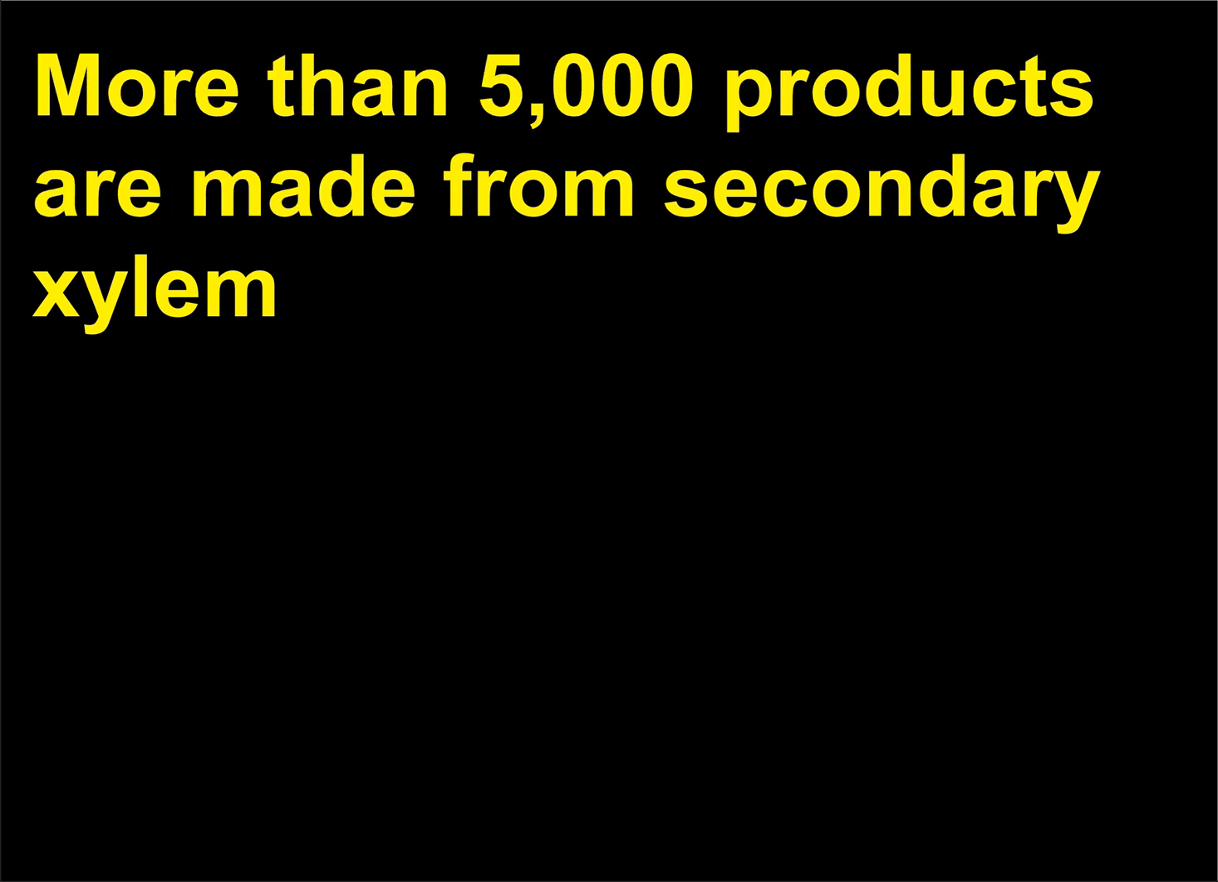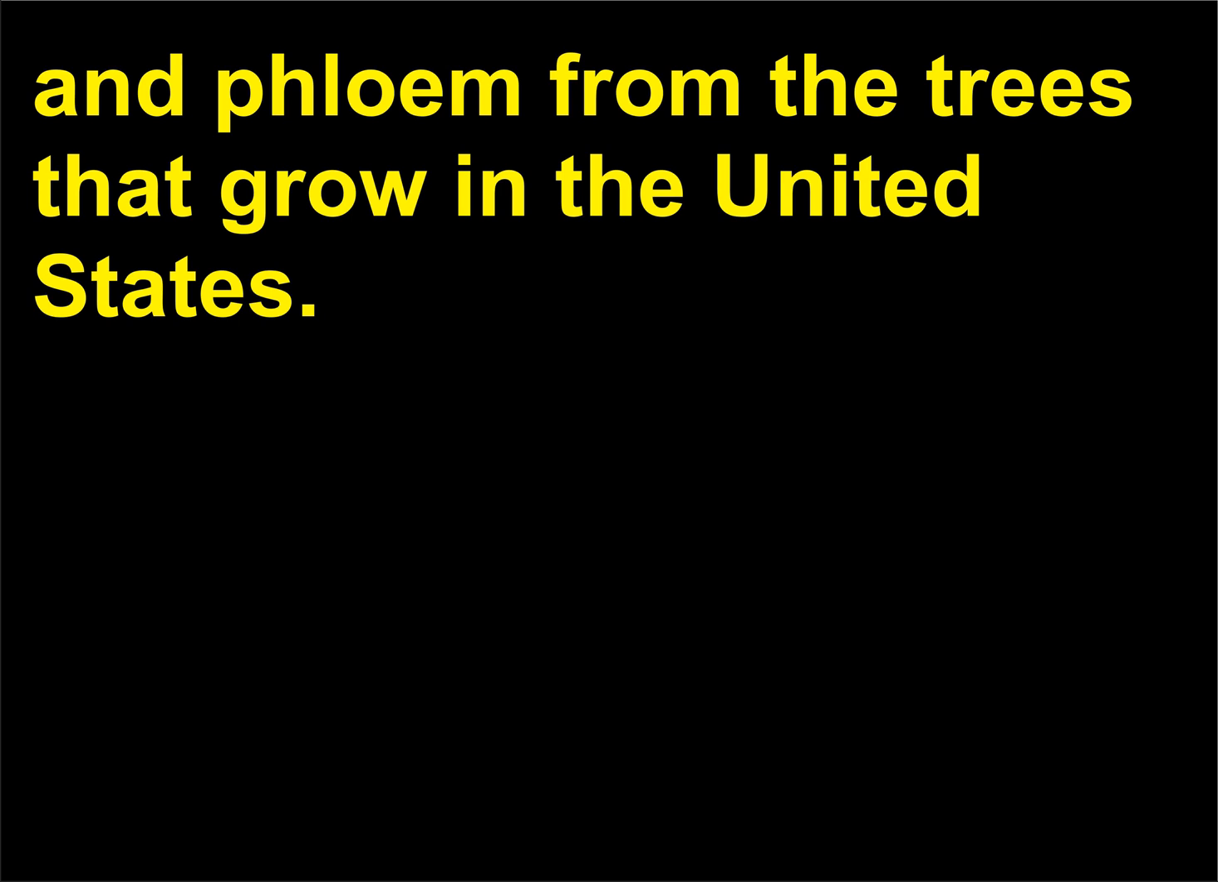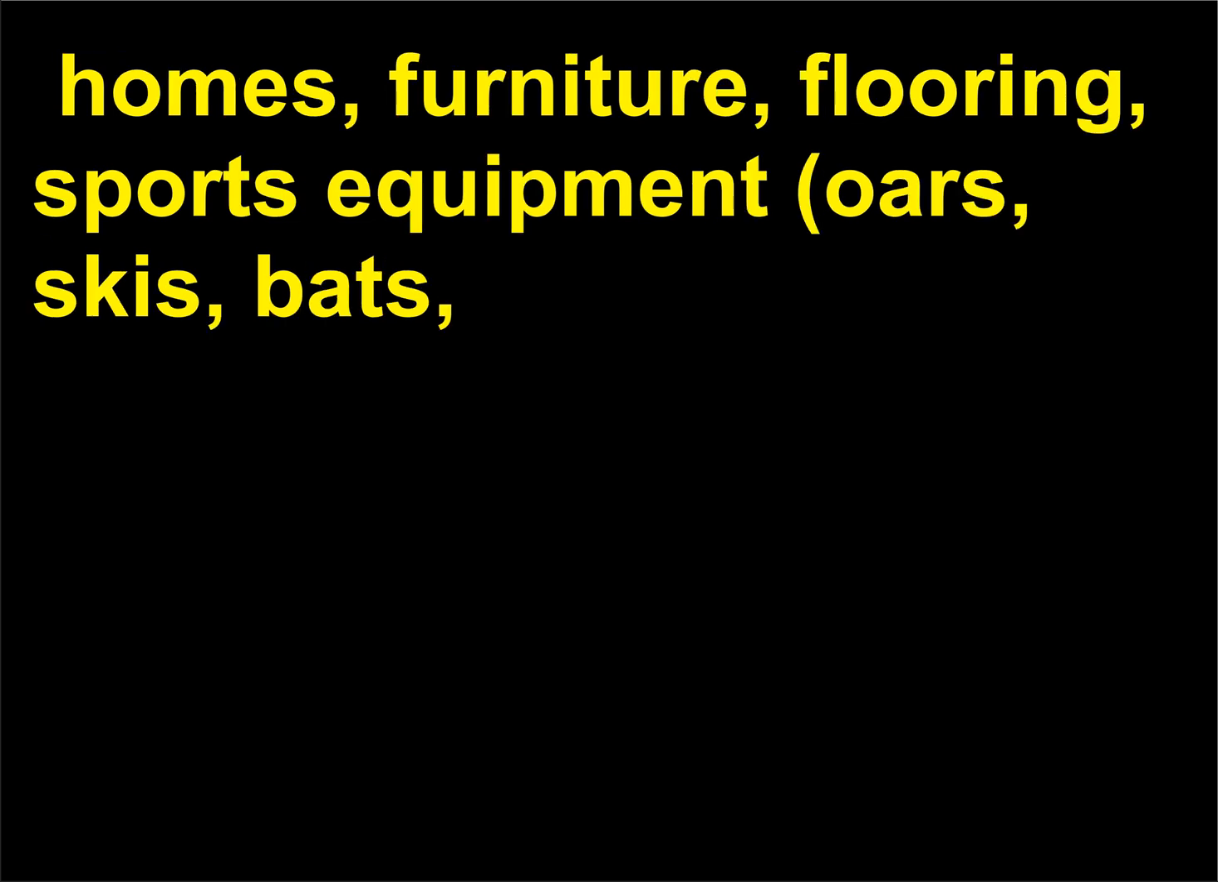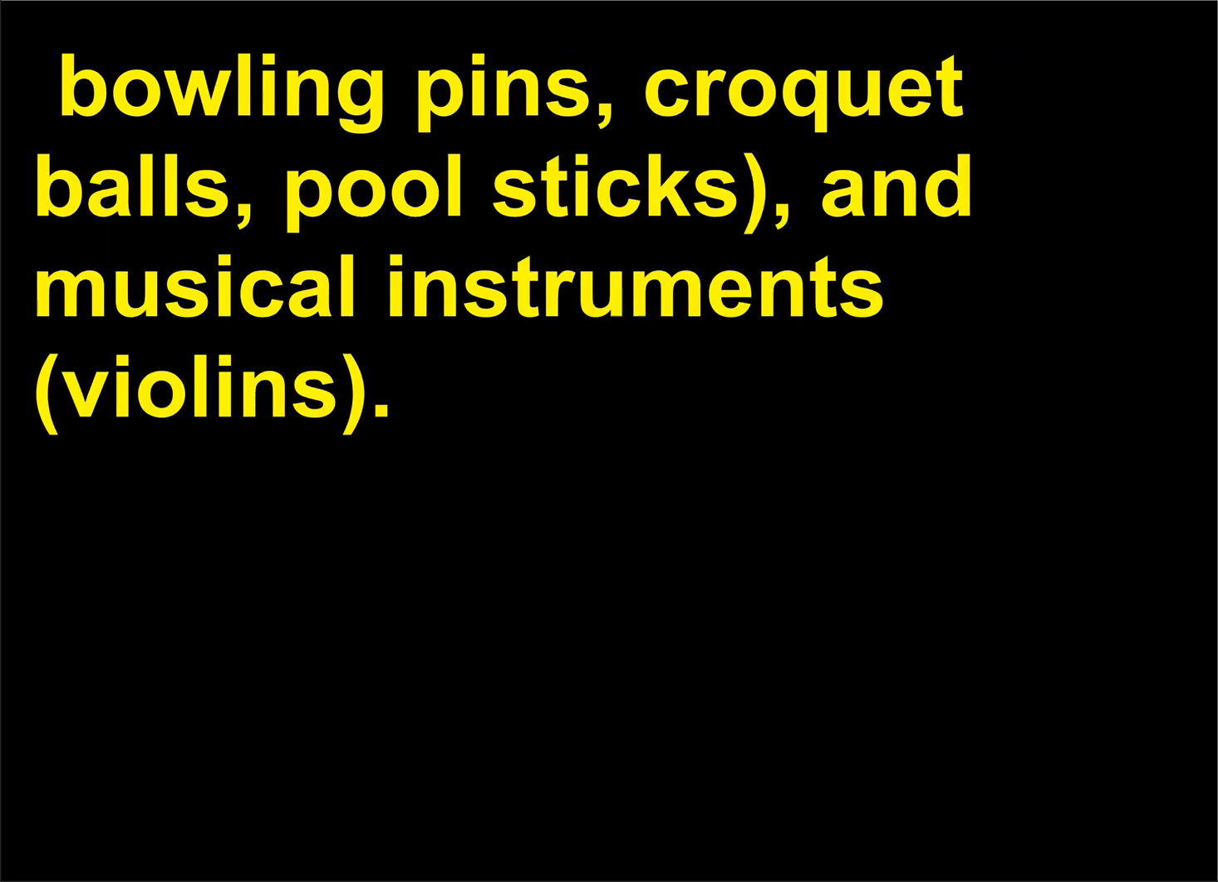More than 5,000 products are made from secondary xylem and phloem from the trees that grow in the United States. The greatest number of products use lumber, including fences, telephone poles, homes, furniture, flooring, sports equipment, oars, skis, bats, bowling pins, croquet balls, pool sticks, and musical instruments, violins.